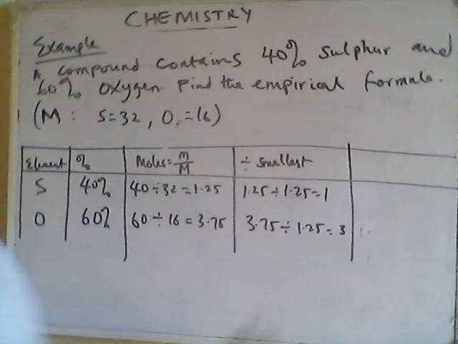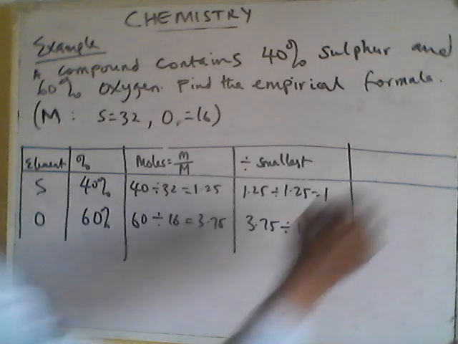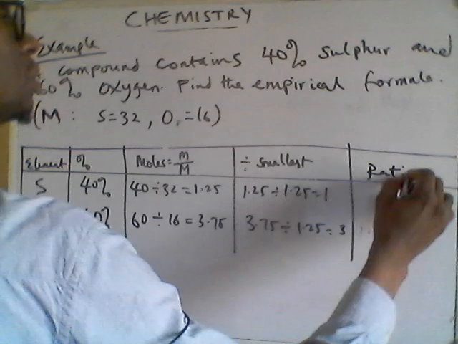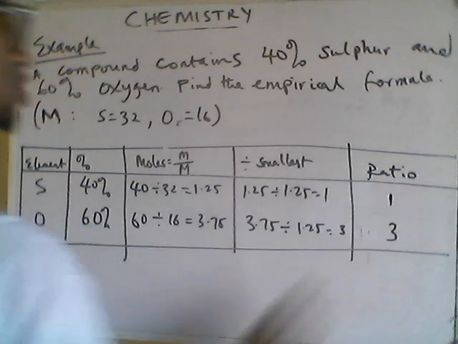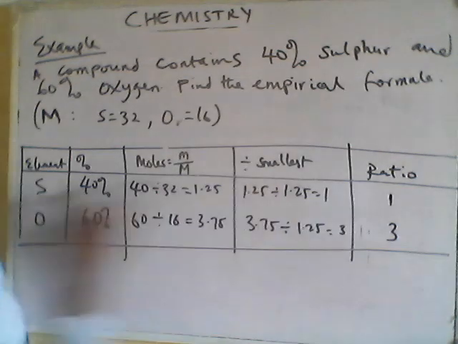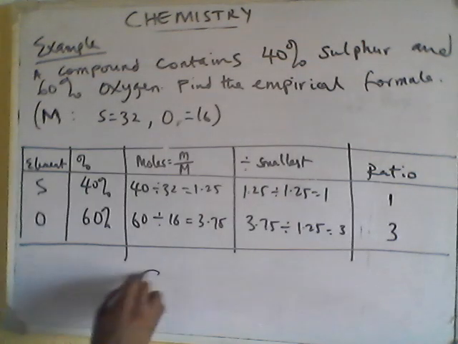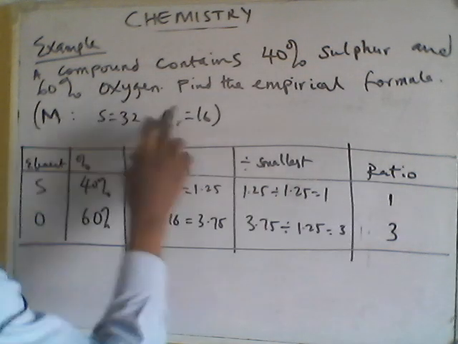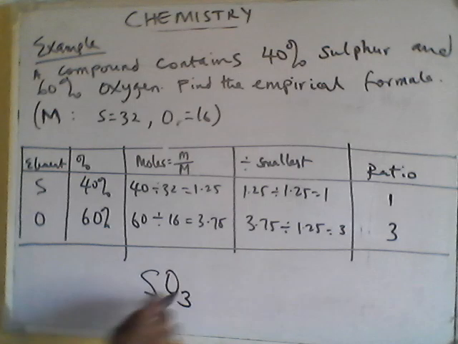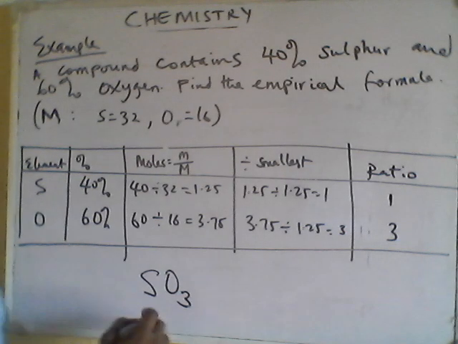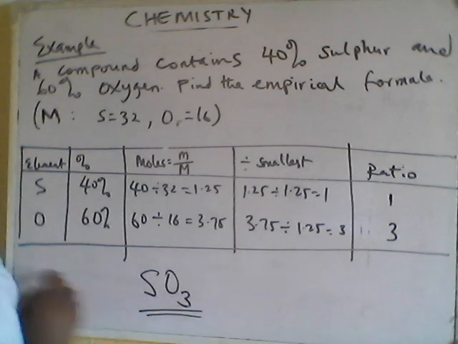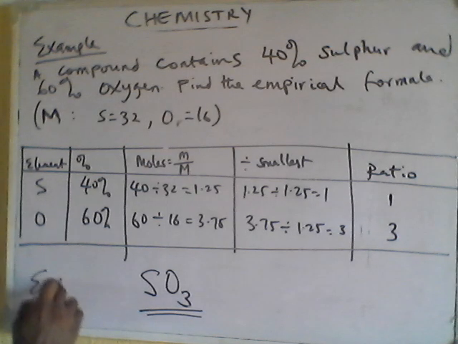So I have two ratios. My ratio is 1 and 3. So I'm going to write the formula based on this ratio, 1 and 3. Sulfur is 1 and oxygen is 3. I don't need to write the 1 here, then 3. So this is the empirical formula for this question.